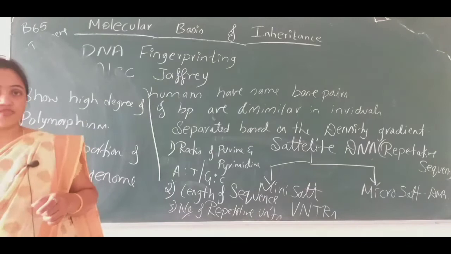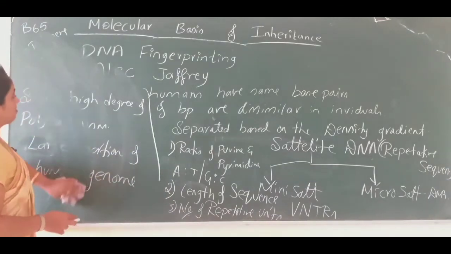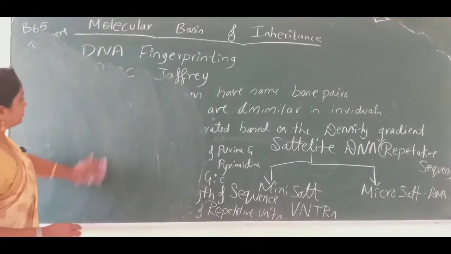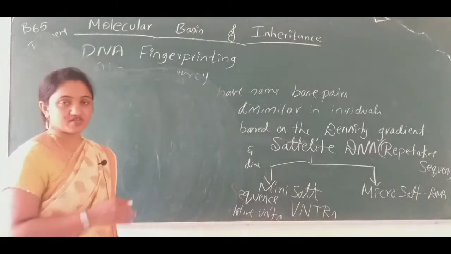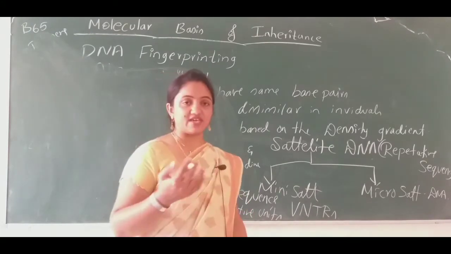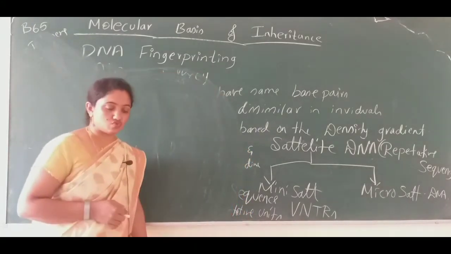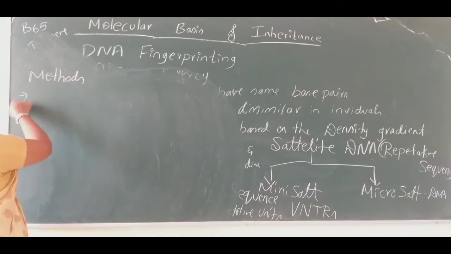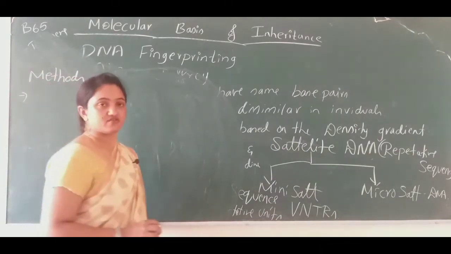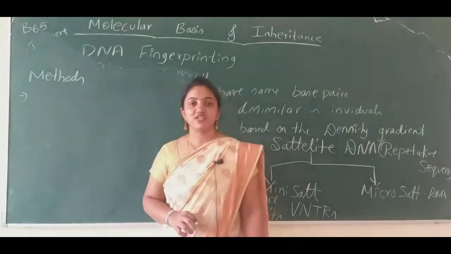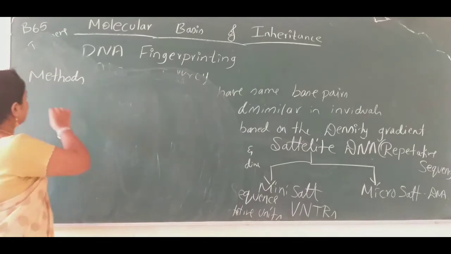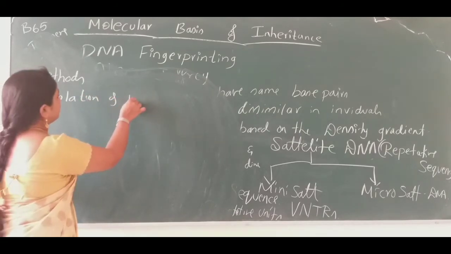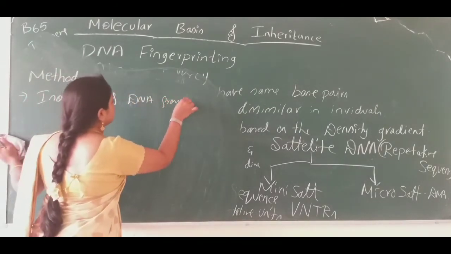The next is, we'll see the methods of DNA fingerprinting. How can we separate the DNA? Just now we said that based on the density gradient we can separate the DNAs, but it has its own procedure. That procedure we are going to understand here, which comes under the methods. The first thing we are doing here is isolation of DNA from the cell.